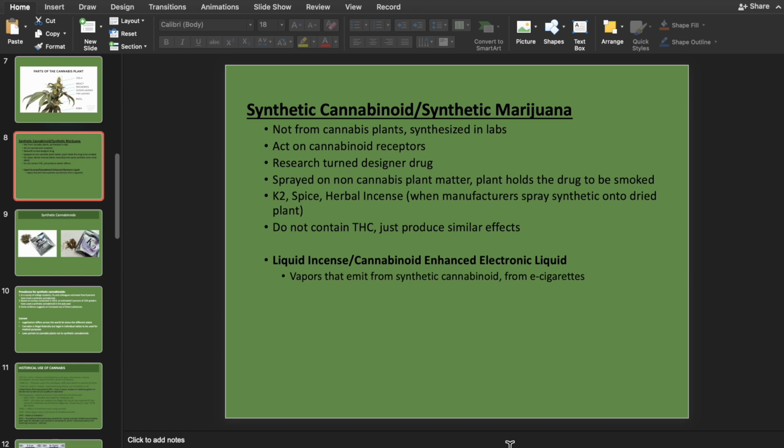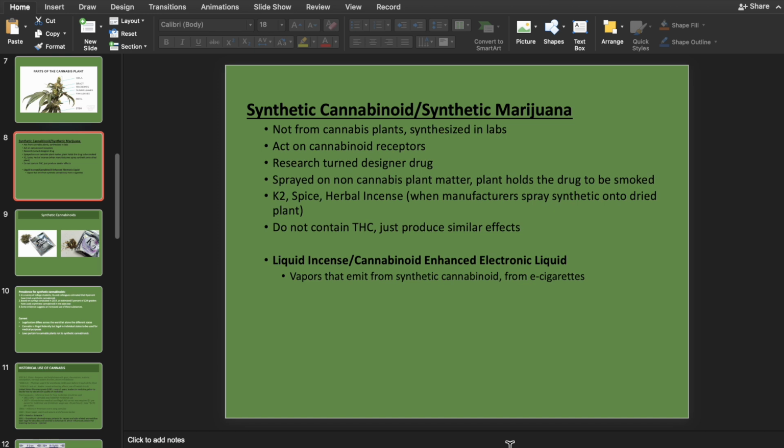Synthetic cannabinoids, these are created completely in the lab. They do not contain any THC, but they do mimic the effects of marijuana and act on cannabinoid receptors. It can be added or sprayed to plant matter and smoked and or vaped. So basically, if somebody has a plant-like substance, they can spray this on there and then smoke it just like weed. So remember, synthetic cannabinoids mimic the effects of weed, but they do not contain THC.